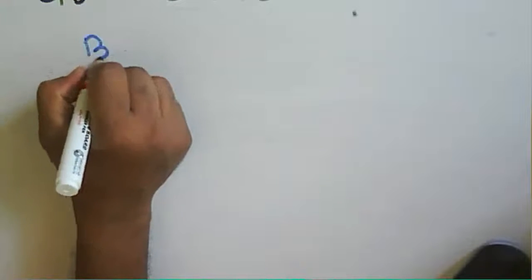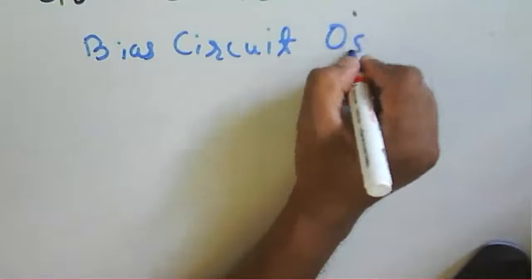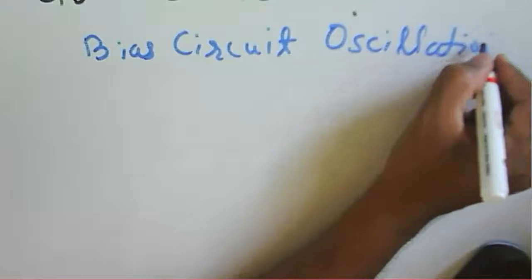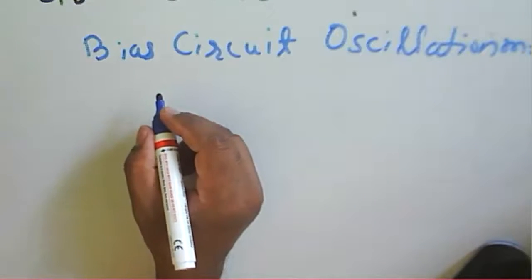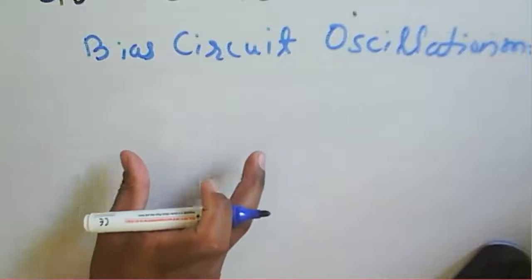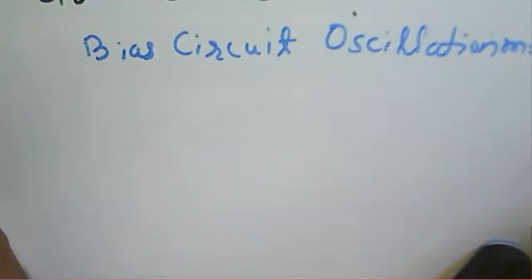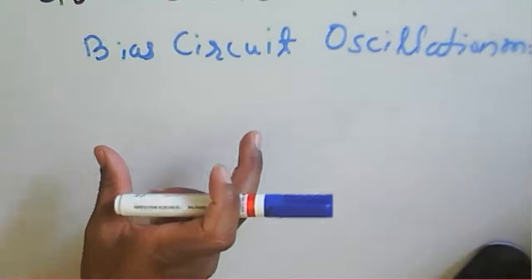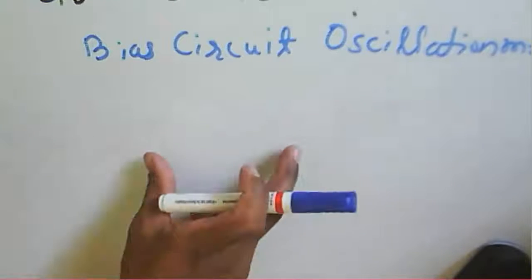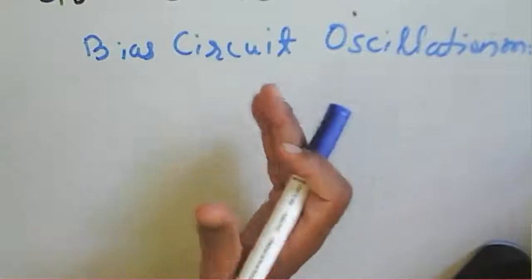Another mode is the bias circuit oscillation mode. In the bias circuit oscillation mode, oscillation occurs at some particular value of the bias. Generally a Gunn diode works at some particular bias value, or some particular threshold value, and from that threshold value Gunn oscillation will start.